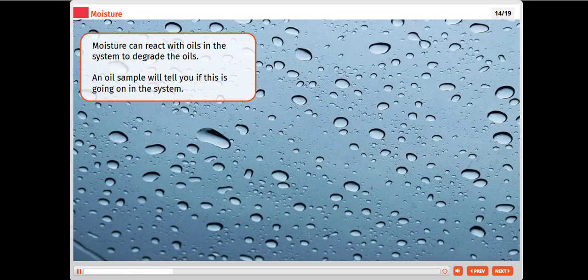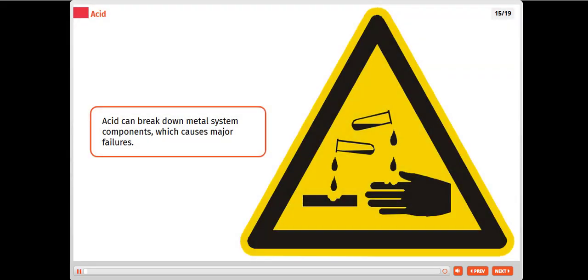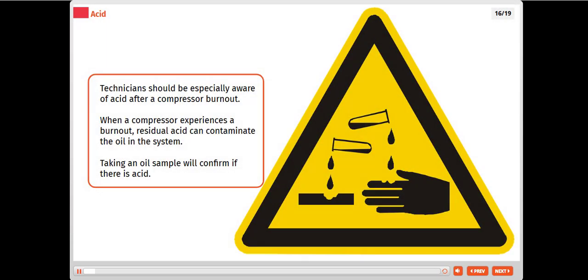Moisture can react with oils in the system to degrade the oils. An oil sample will tell you if this is going on in the system. Acid can break down metal system components, which causes major failures. Technicians should be especially aware of acid after a compressor burnout. When a compressor experiences a burnout, residual acid can contaminate the oil in the system. Taking an oil sample will confirm if there is acid.